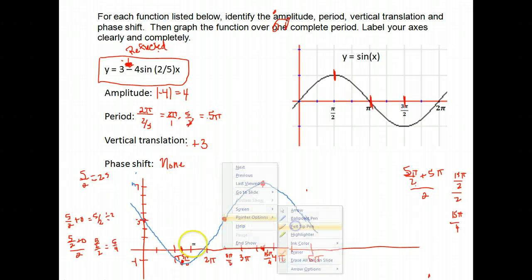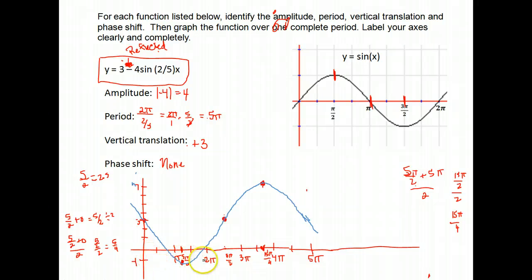So then I would also probably come back down here and label my axes a little better. So I have pi over 2, pi, this would be 3 pi over 2, 2 pi, 5 pi over 2, 3 pi, 7 pi over 2, and you get the idea. All right, so that is a full period of 3 minus 4 sine 2/5 of x.